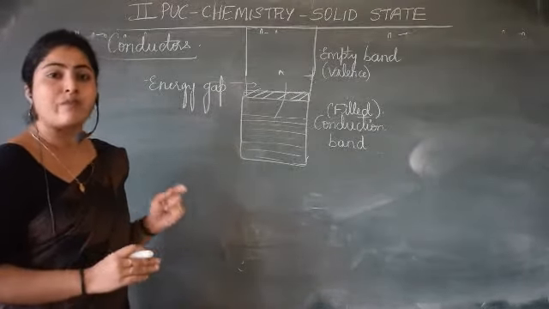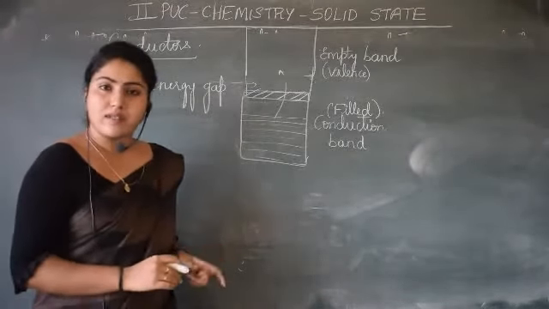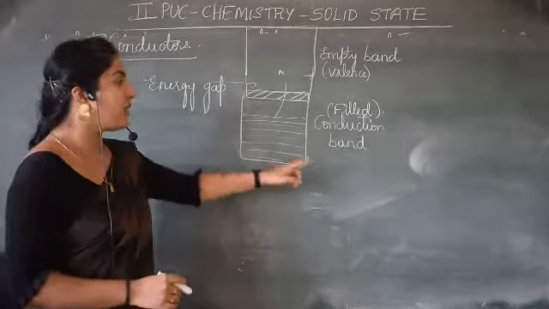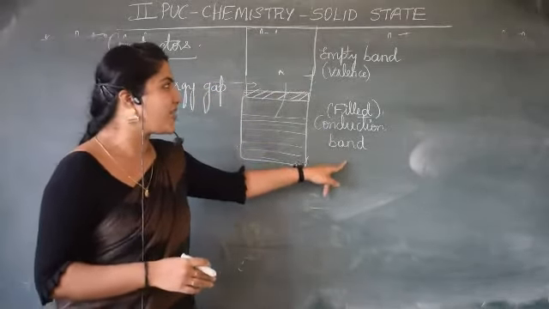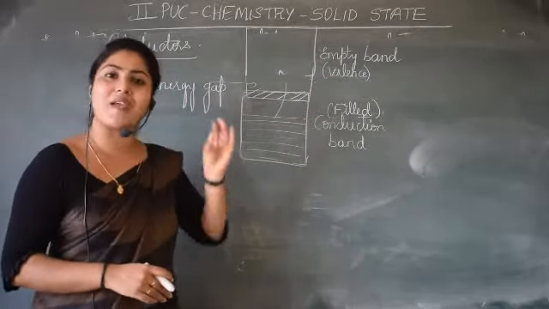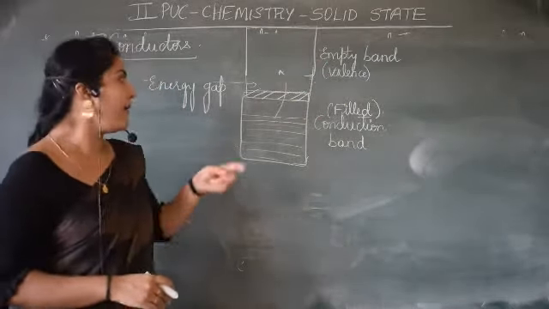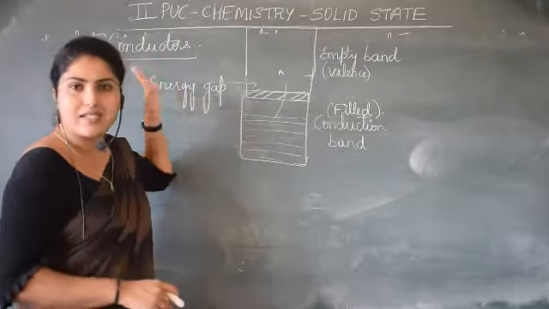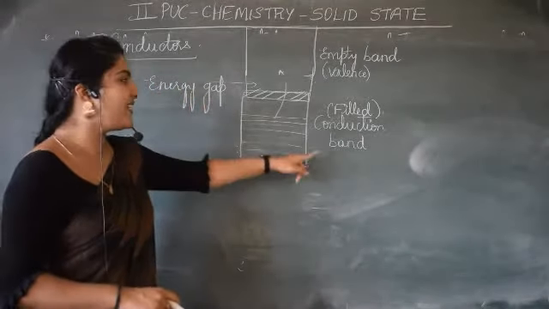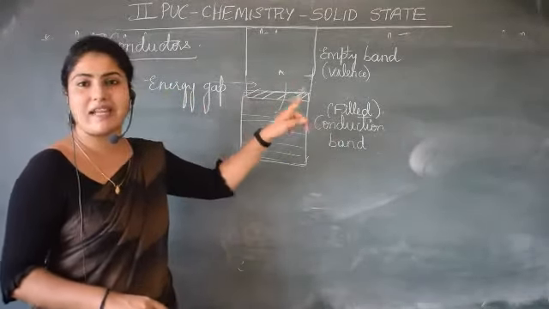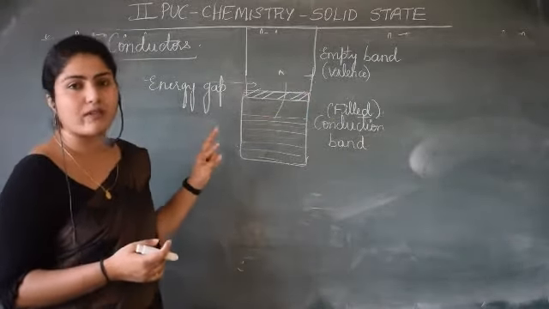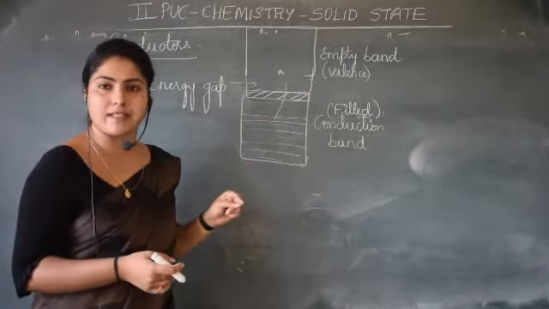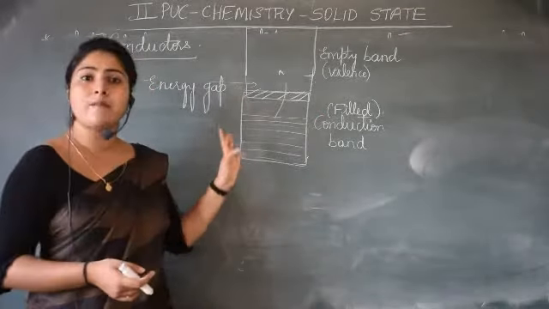So hope you can explain what conductors are. You will tell that conductors are those substances in which the energy gap between the conduction band and the valence band is very less. Otherwise, conductors are substances in which the conduction band and valence band have overlapped with one another. This is how we will explain conductors.